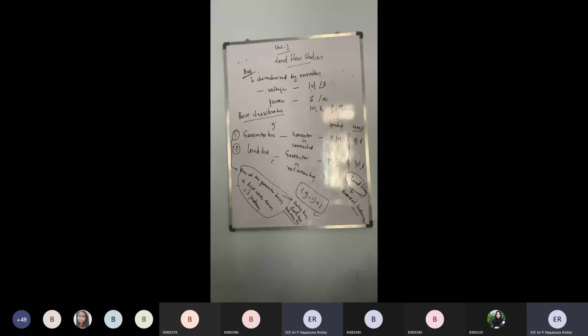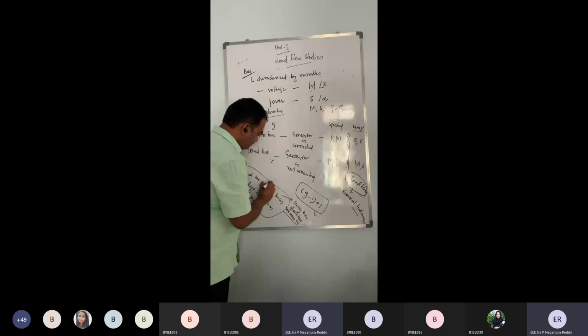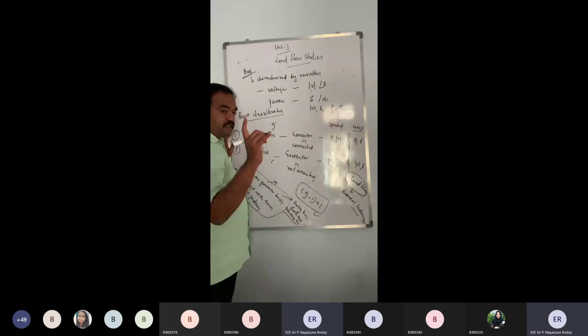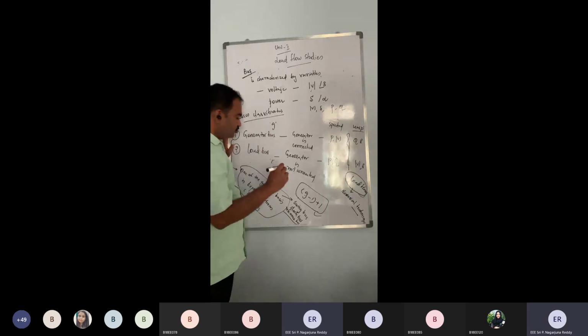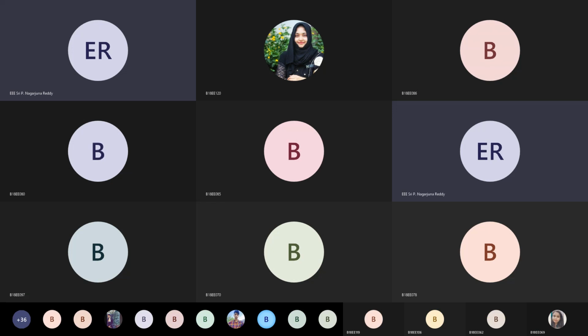And why is this kept away? After doing all the load flow solutions, what you will be computing? Power loss, isn't it? And it is assumed that the generation at this bus, because this is a generator bus, isn't it? So by default a generator will be connected to this particular bus.